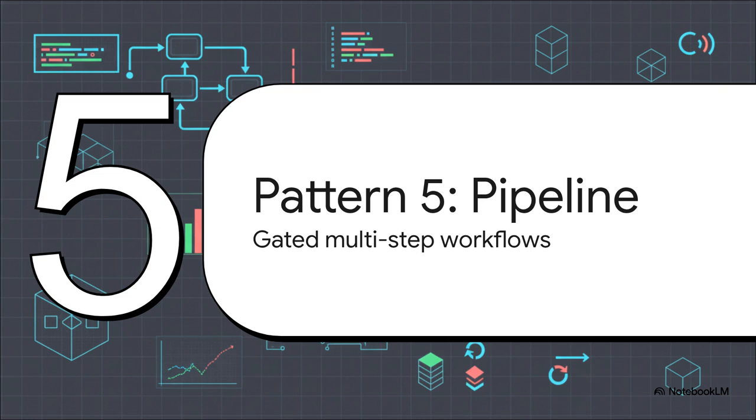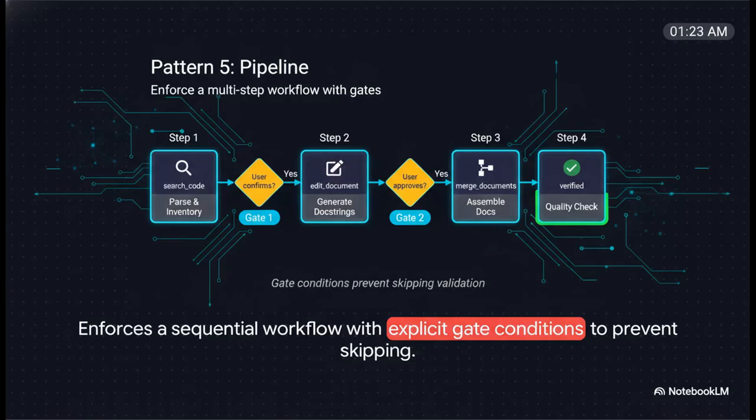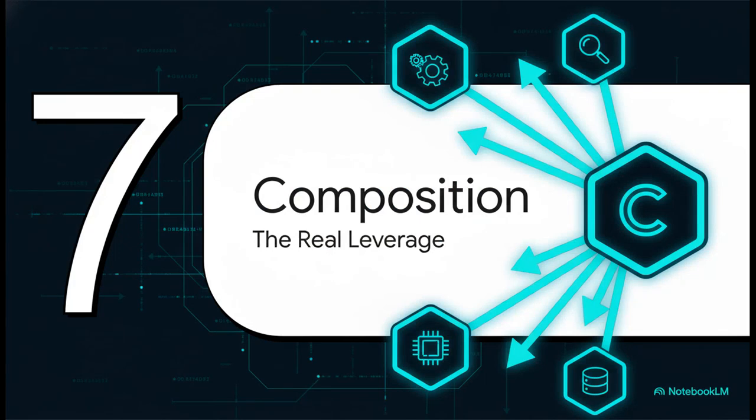And that brings us to our last and probably most complex pattern, the pipeline. This one is all about enforcing those strict, multi-step workflows. Here's a classic problem. Your agent sees the final goal and it just jumps straight to it, skipping a really important validation or QA step along the way. The pipeline pattern makes that impossible. It forces a strict sequence with explicit gates. The agent literally cannot move on to editing a document until the user has confirmed the initial search results. There are no shortcuts, no skipping steps. Period. So there you have it, our 5 patterns.